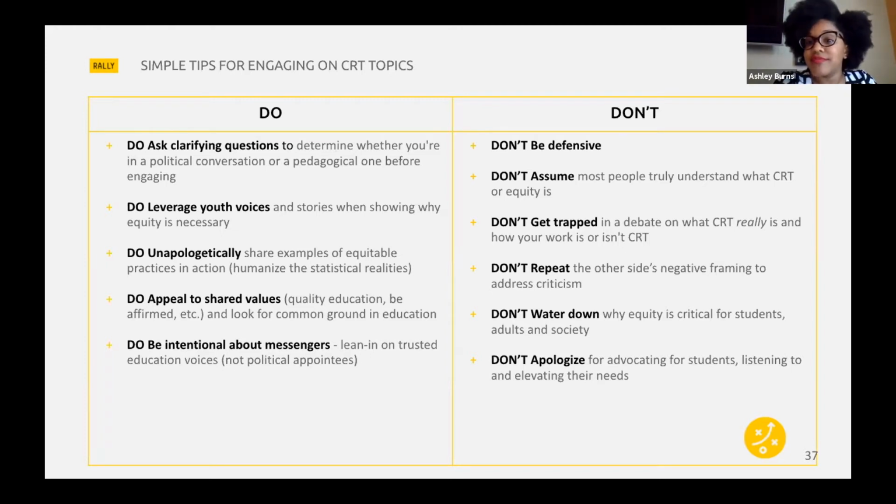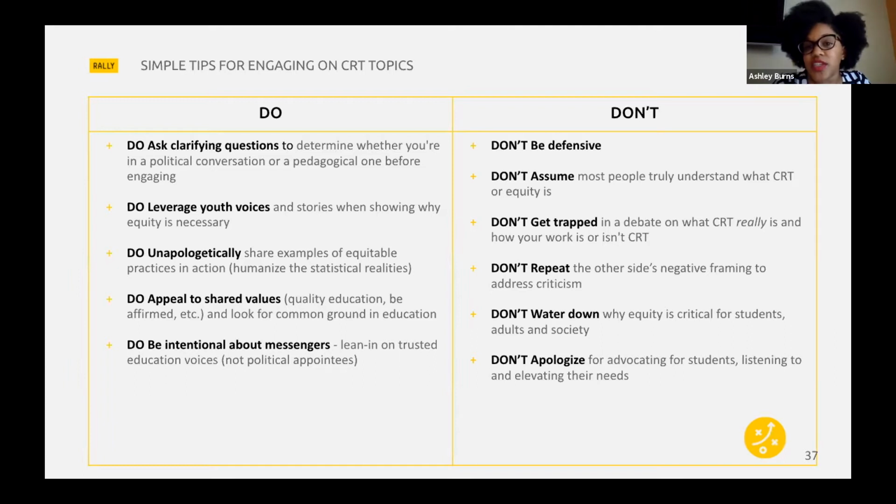Don't assume most people understand what CRT or even equity is. We have done poll after poll after poll. Some people still conflate equity in the education space. If they hear it even in that context, they're assuming home equity. In other instances, you've got a difference between equity and equality. And so just again, don't assume that you know what the person knows, what their knowledge base is, or that they know what they're talking about.